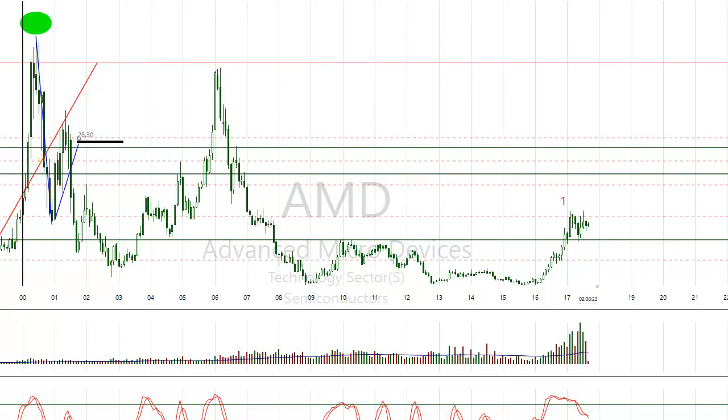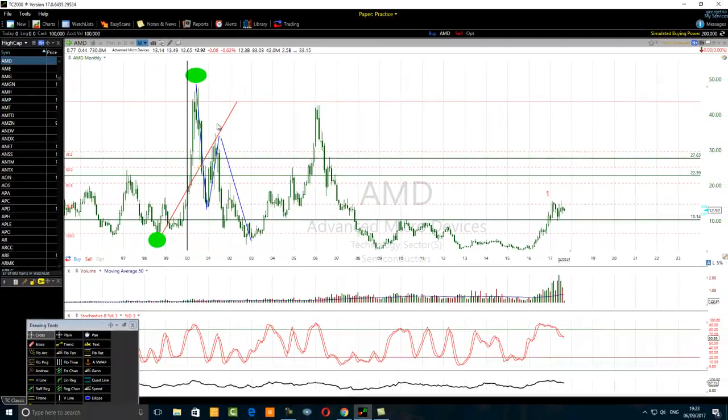So the bigger structure is 1, 2, 3, but the last component of the 1, 2, 3 is also subdivided into 3. This is a reversal pattern. 1, 2, 3, but the last component of the 1, 2, 3 is also subdivided into 1, 2, 3.